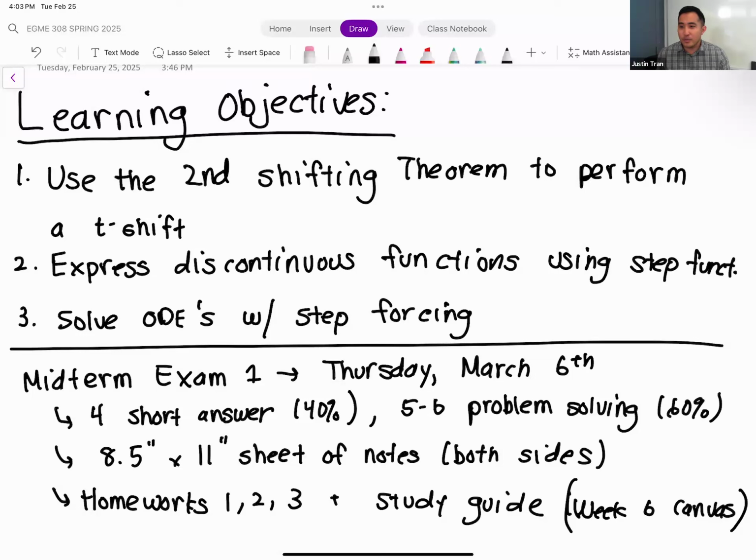Question in the chat about the exam. Also, do you have to turn in the cheat sheet too? I'm not going to collect the cheat sheets.